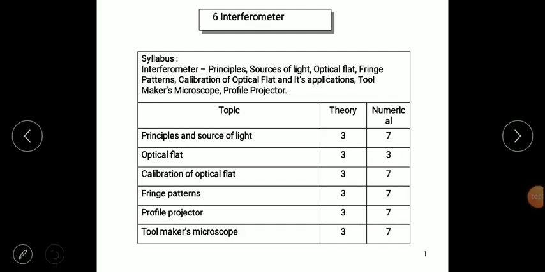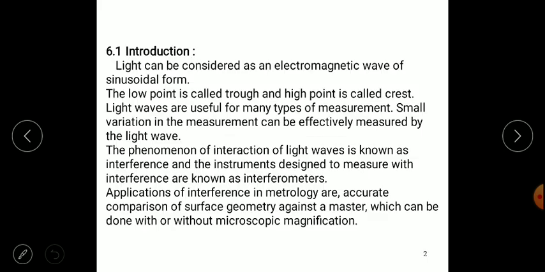Hello students, welcome to the session on the interferometer. We will be dealing with the following contents of interferometry: the principles, sources of light, optical flat, fringe patterns, and the related instruments for measurement which are based on light sources, like the toolmaker's microscope and profile projector. This is the distribution of questions with their marks.